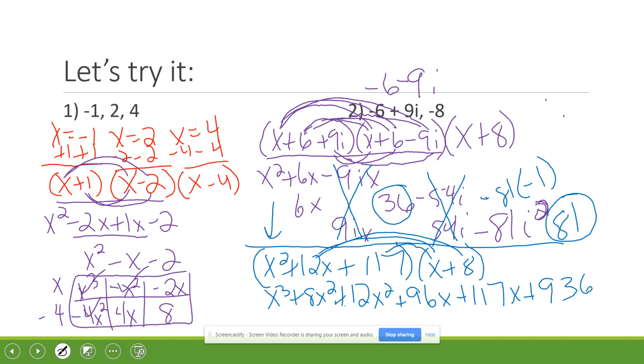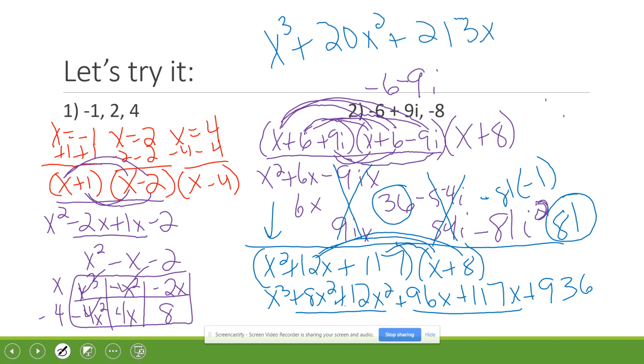Wow. My like terms are these x squareds and the x to the first. So my final answer is x cubed plus 20x squared plus 213x plus 936.